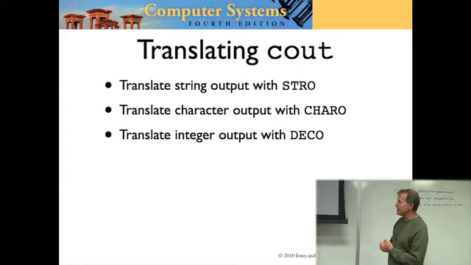So how does the cout work in C++? It outputs. You say cout, blah, blah. And what kinds of things can you output? You can output strings, characters, and integers. So what's the rule for translating cout? You translate a string output with stro. You translate a character output with charo. You translate an integer output with deso.